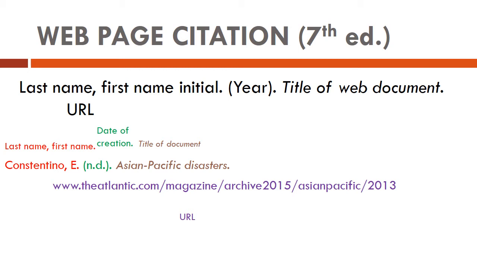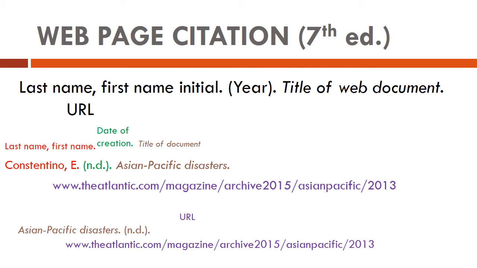The date of creation, in this case, for some websites, you might not have a date. If you don't have a date, you put n.d. for no date. If you do have a date, then you put the year. Put the title of the web document, period, and then copy and paste the URL. Sometimes you won't have an author's name. In that case, just start with the web document's title. So Asian Pacific Disasters, period, n.d., period, and then the URL.